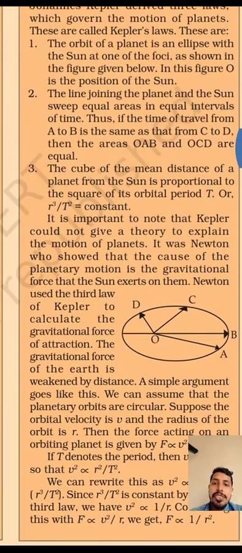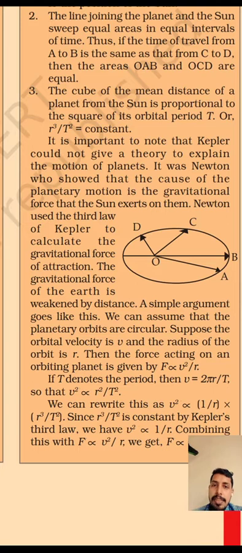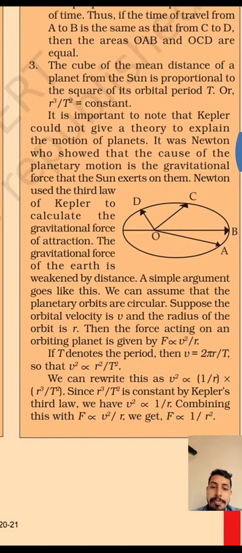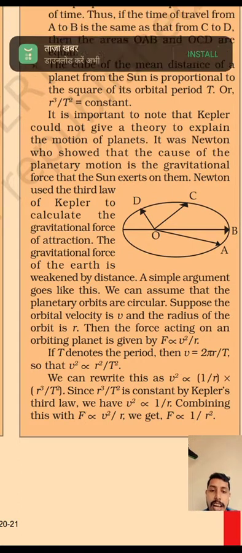R cube by T square is a constant. That is Kepler's law we studied. We are not studying that now, but they already mentioned it's a constant. Kepler mentioned that. Okay, we have V square is directly proportional to 1 by R.